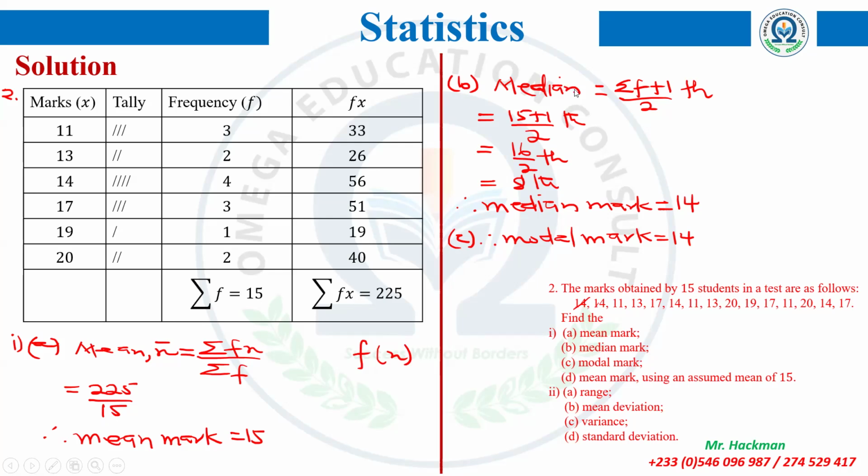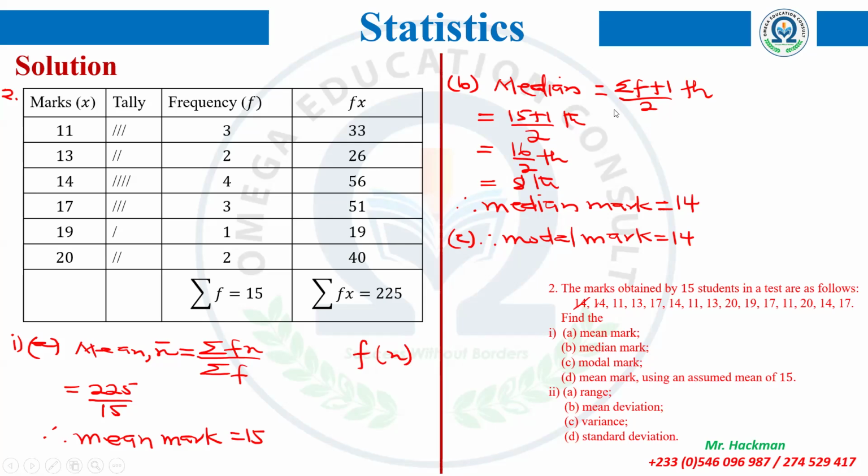And we know that for the median, we need to first of all state the median position. So we know the median position will be given by, based on what we did, sigma f plus 1 all over 2. Then the TH is telling us that we are dealing with the position, not the median. So at the point where the TH is not there, then that is your median. So you have to be very critical.